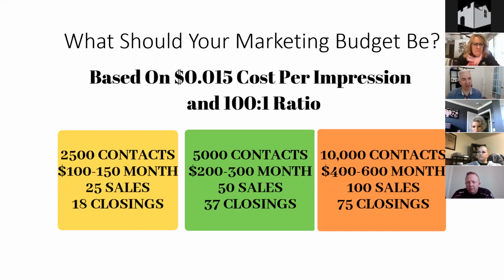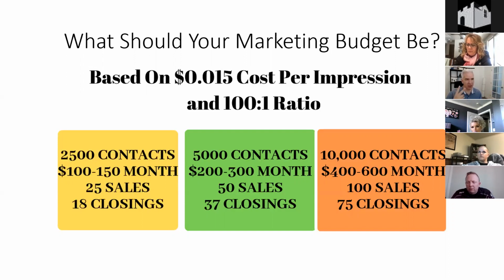The second assumption that I'm making is a 100-to-1 ratio, meaning for every 100 contacts, one of those is going to either buy or sell in the next 12 months. That's the assumption I'm making. So remember on the previous slide where it talked about a 50-to-1 ratio? I'm being conservative and bumping that up to 100.